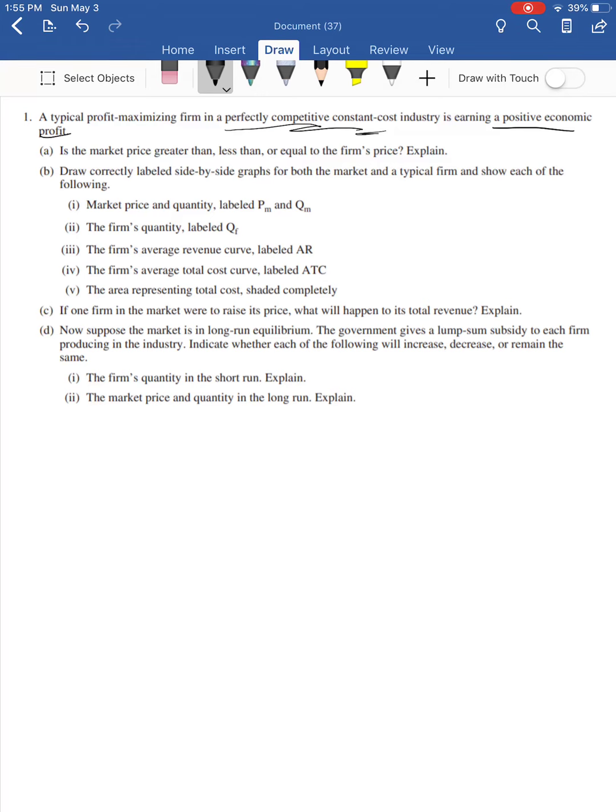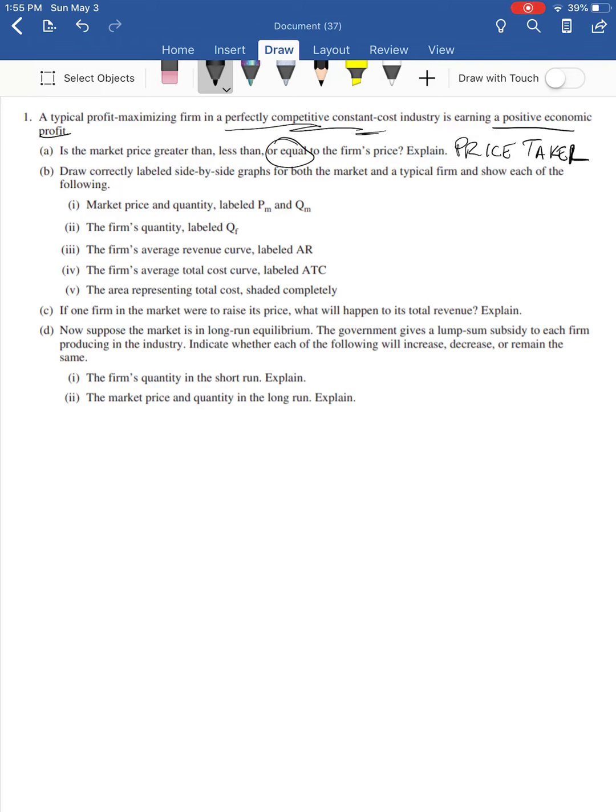So letter A, is the market price greater than, less than, or equal to the firm's price? And explain. Well, that's going to be equal to, because they're a price taker. And that's the explanation. That's all you need to put. It's a perfectly competitive firm, so they're going to be a price taker in this industry.